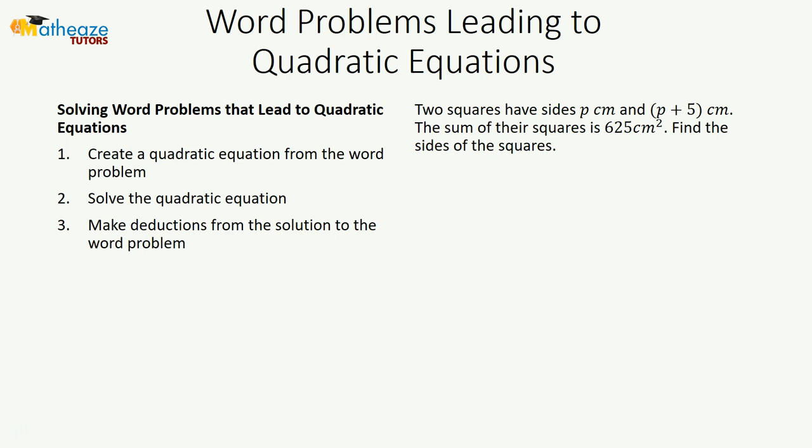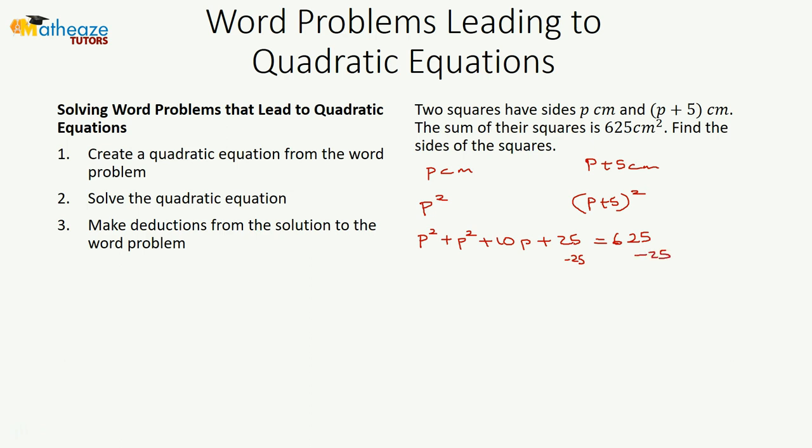Two squares have sides P centimeters and P plus 5 centimeters. The sum of their squares is 625 square centimeters. So this is P squared. This is P plus 5 squared. So we're saying the sum of this is 625. So P squared plus 10P plus 25 is equal to 625.